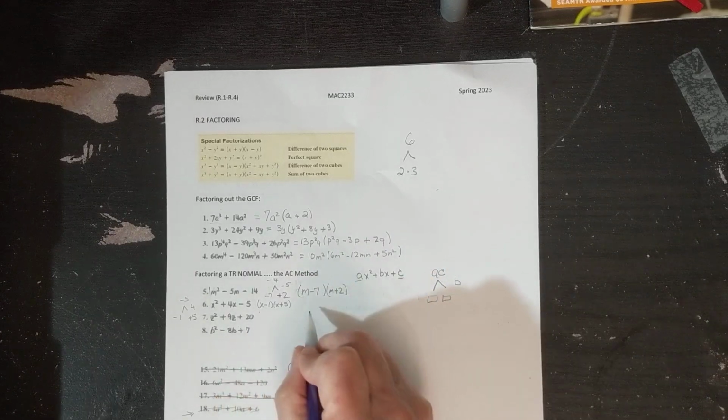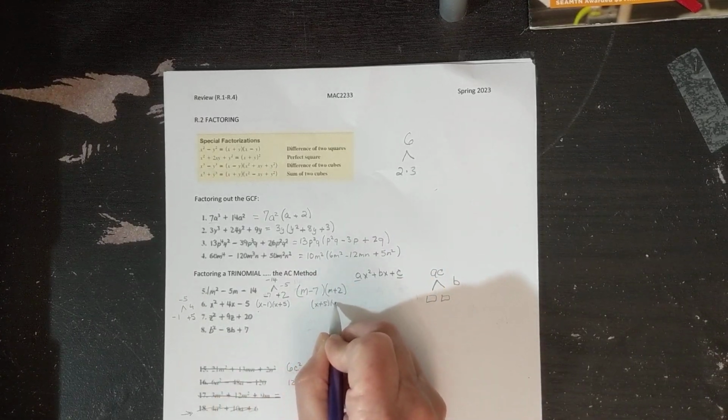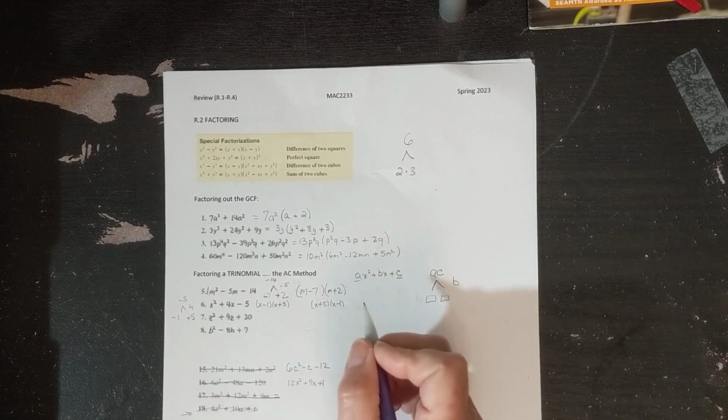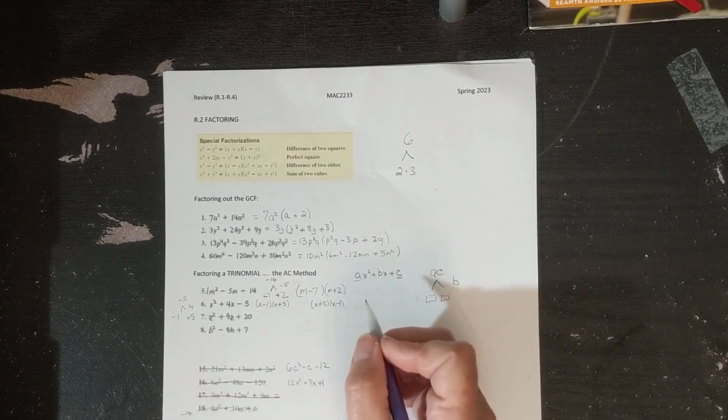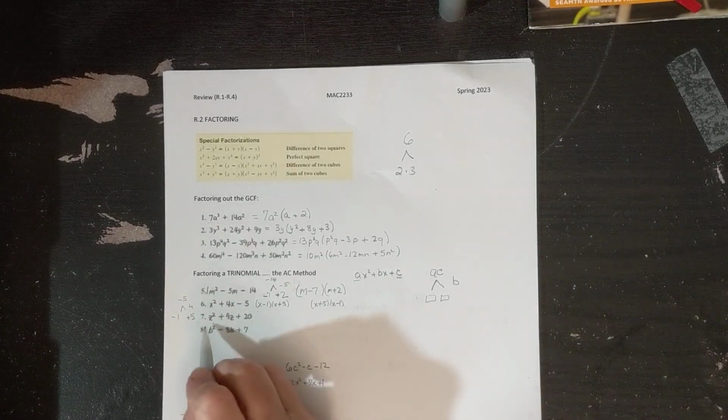Now, if you factored this and wrote down x plus 5 times x minus 1, that's exactly the same thing, and that doesn't matter. That's just fine. That's called commutative for multiplication. That's allowed.